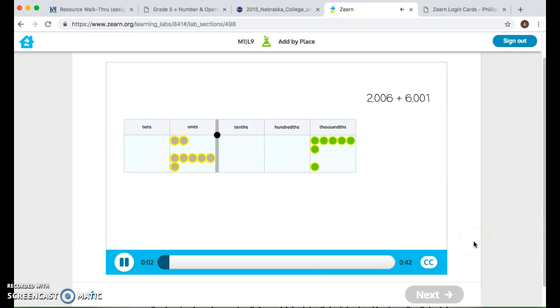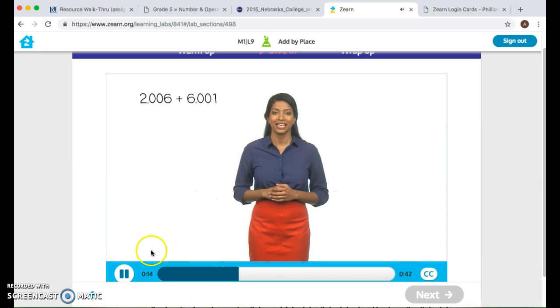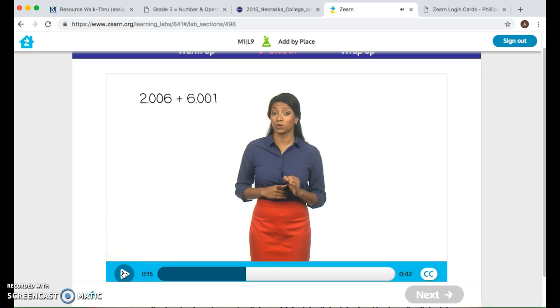There's also a video. Sorry, that was quite loud. 2 and 6 thousandths plus 6 and 1 thousandth equals 8 and 7 thousandths. I love that they're having a model read it correctly and also highlight as we go. That's really going to help our students who need that extra support.